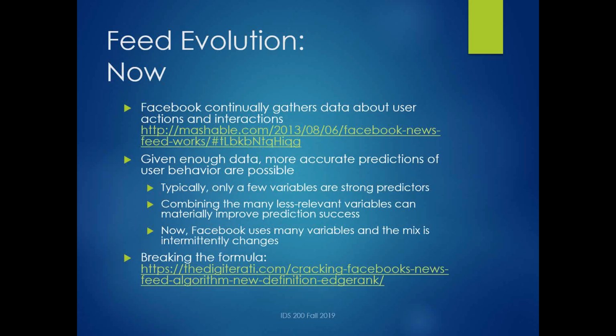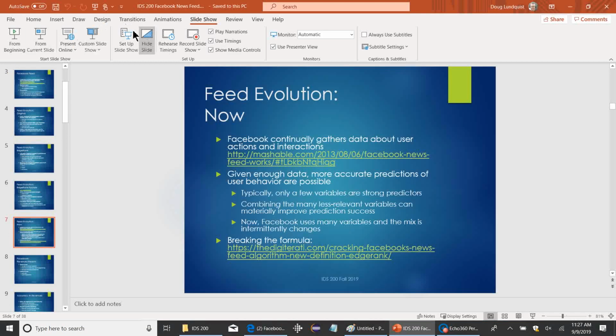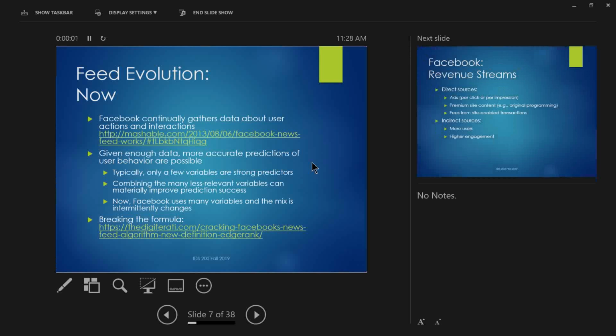So Facebook continually gathers data about user actions, and wow, this is weird. You're not seeing the same one I am. Let me try that again. There we go. That was trippy.